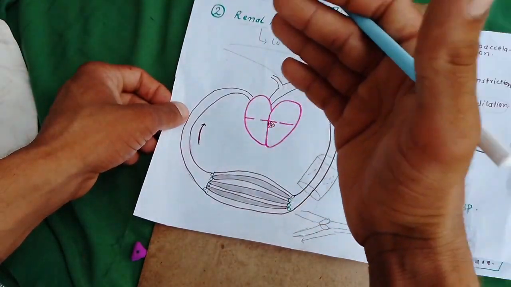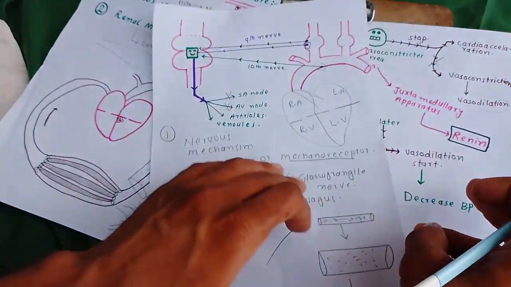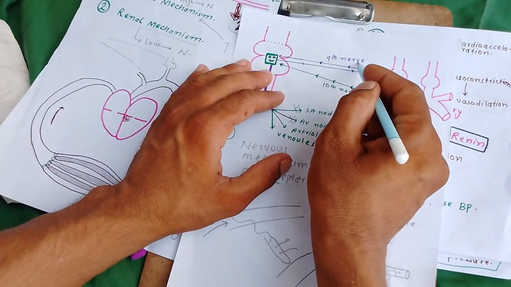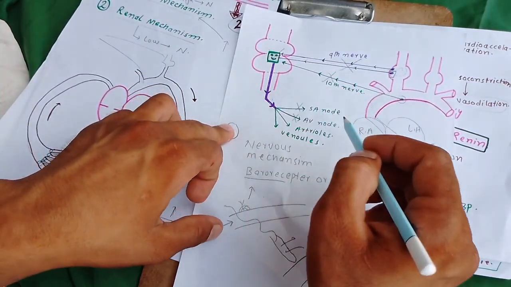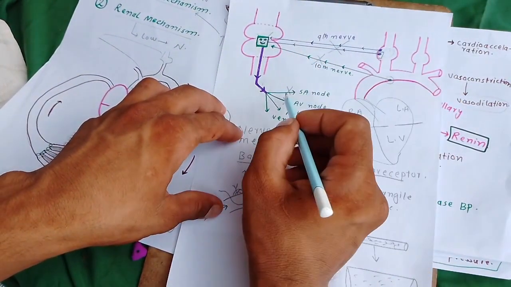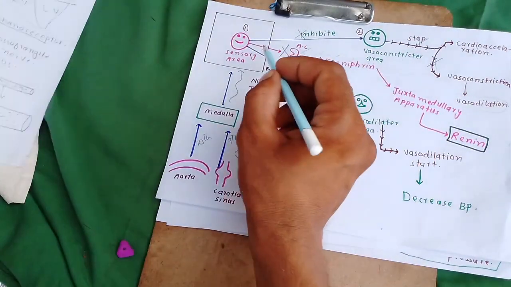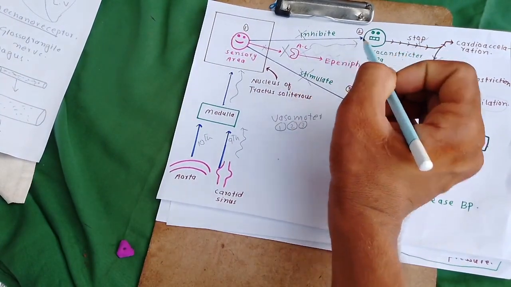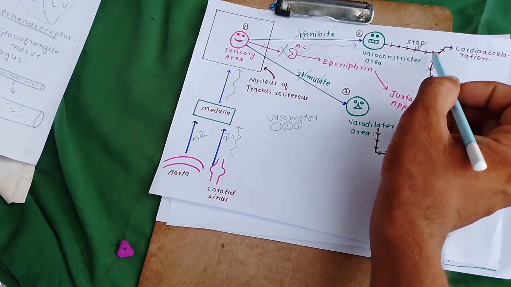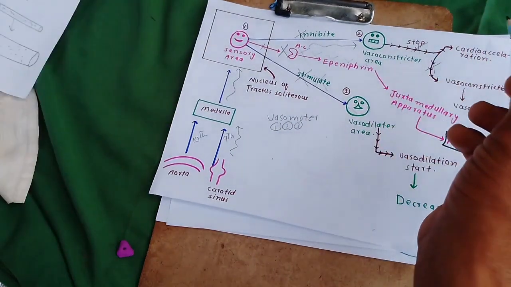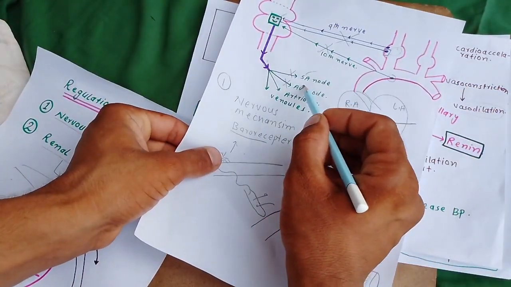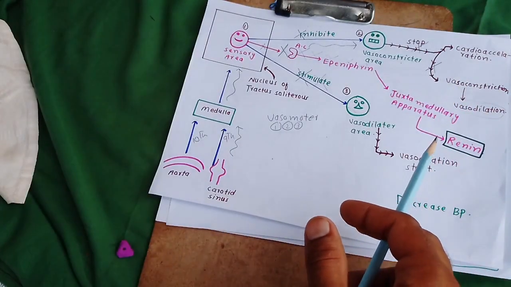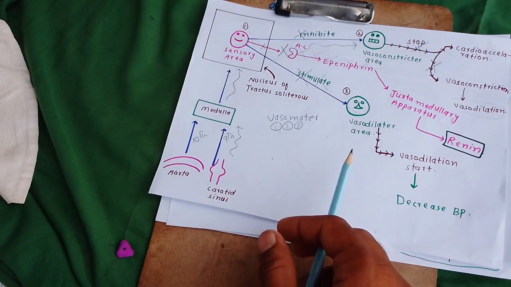Okay, when the BP becomes normal again, no message is produced, there is no stretching, no message, no stimulation of the vasomotor center. Look at this one, it does not stimulate this area, so the message is stopped. The message goes to the SA node and the AV node normally. So there is a normal condition now. So this is all about the nervous mechanism.